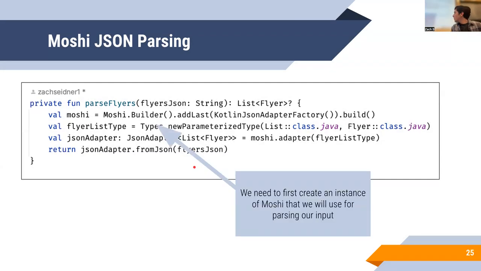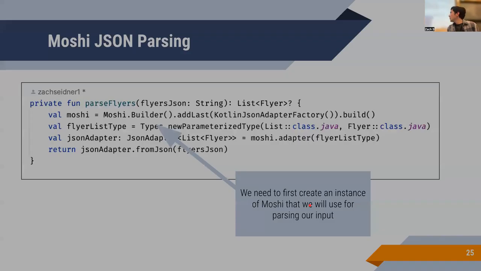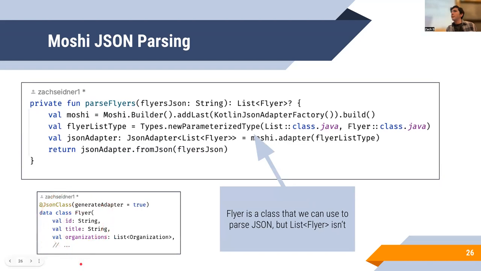Okay. Yeah, and we can see I'm going through these steps again, so this is good. You all have this as reference, right? We create an instance of Moshi that we're going to use for parsing our input. We have this data class down here that represents our flyer object with different fields. Also, I feel like I never really gave a formal introduction to what a data class was, but I know that you have had to use it for your assignments. Does anyone have any questions about data classes? I know it's kind of been glossed over, but if anyone has any questions about that, please let me know. I'd be happy to answer.